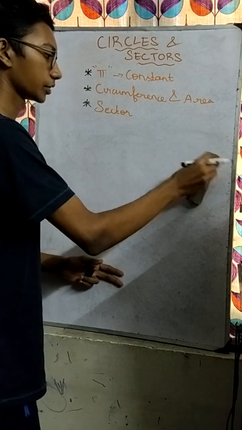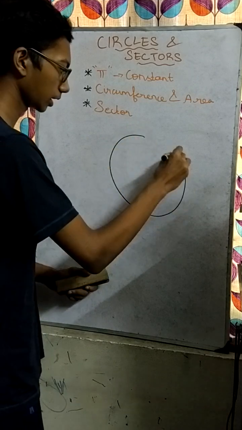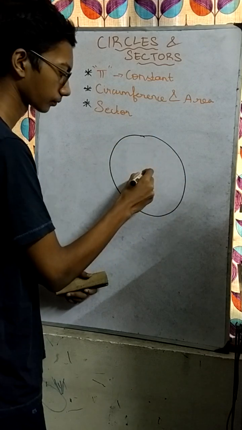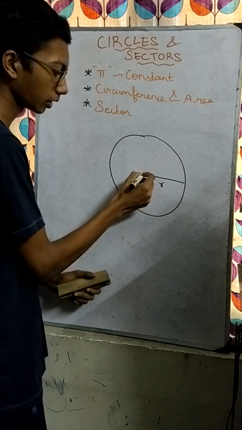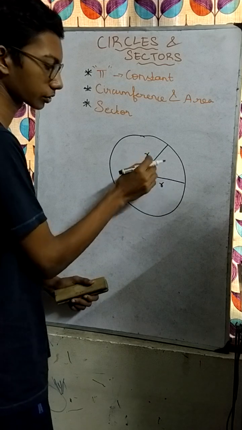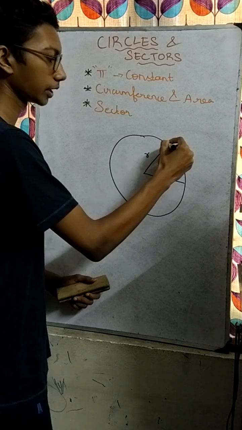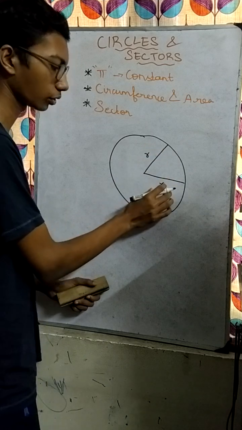Now the next thing is sectors. It is like a subcategory in a circle. Let's take a circle. So this is a radius. Let's take radius r. If you take another radius, this is also equal to r, because from the midpoint to any point on the circle you have taken it is r. So this is also r, this is also r.